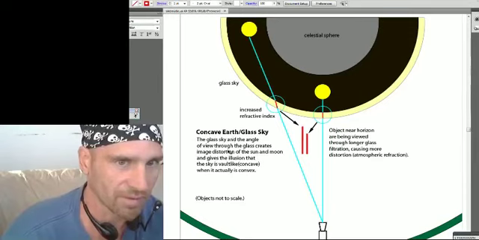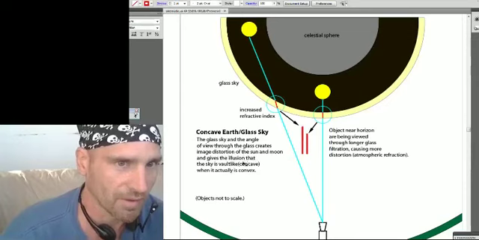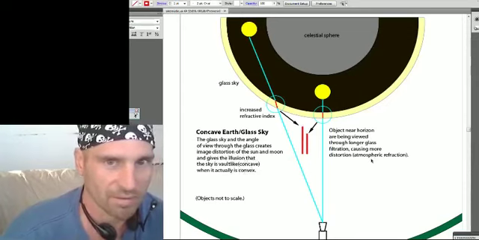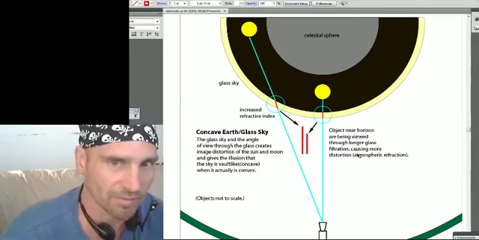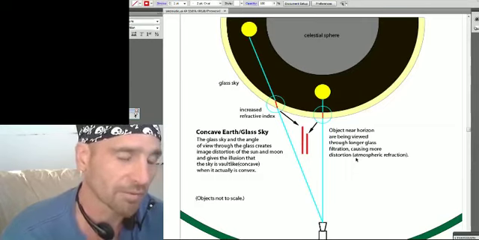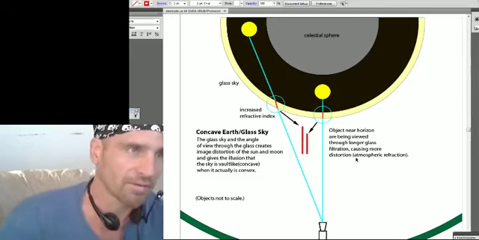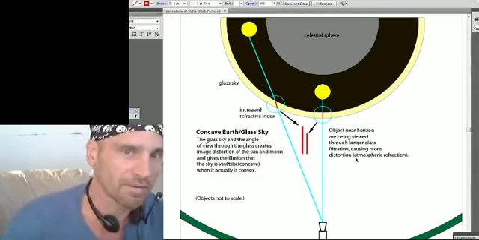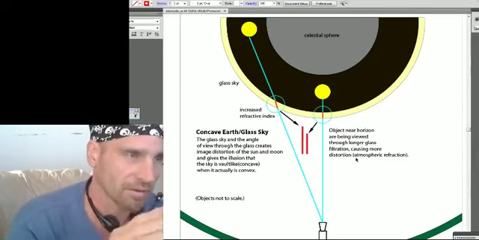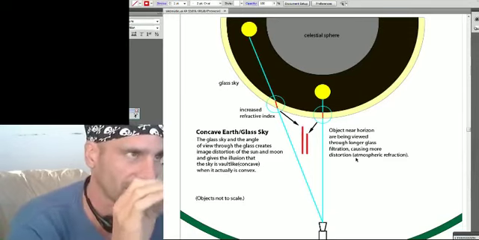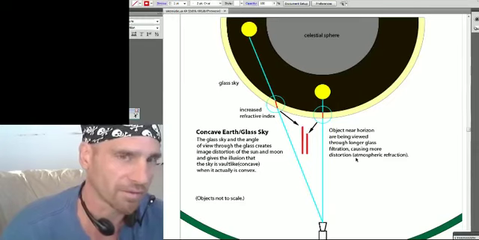So it says the glass sky and the angle of view through the glass creates image distortion of the sun and moon and gives the illusion that the sky is vault-like concave when it actually is convex. Objects near the horizon are being viewed through longer glass filtration, causing more distortion: atmospheric refraction. So that's really what's going on. It is the glass sky that's giving you the illusion that the heavens are vault-like, but it's because of the thickness and the angle of incidence at which you're looking at the objects, which is causing the distortion, giving you that illusion.